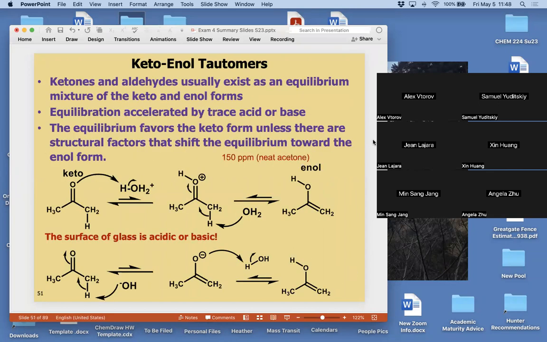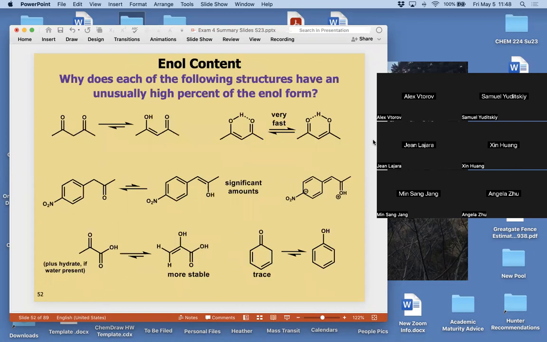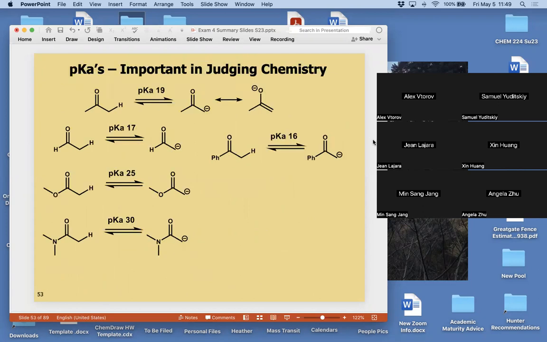Okay, so that's there. Got to know about enols, how to go back and forth between keto and enol form. Enol content, you have to know it varies and what might favor it. You should be able to rank at least the ones going down the left: ketone, aldehyde, ester, and amide in terms of acidity, because it has a significant impact on chemistry you can do with them.